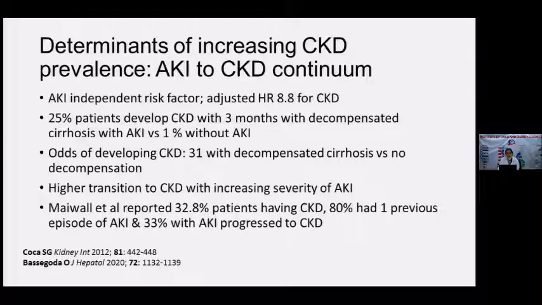Determinants of increasing CKD prevalence: the AKI to CKD continuum. AKI is an independent risk factor, with an adjusted hazard ratio of 8.8 for CKD. 25% of patients with decompensated cirrhosis with AKI develop CKD within 3 months versus 1% without AKI. Odds of developing CKD are 31 with decompensated cirrhosis versus no decompensation. There is higher transition to CKD with increasing severity of acute kidney injury.